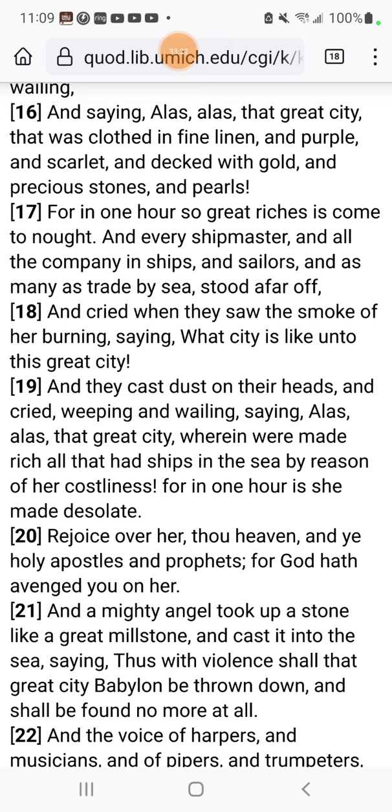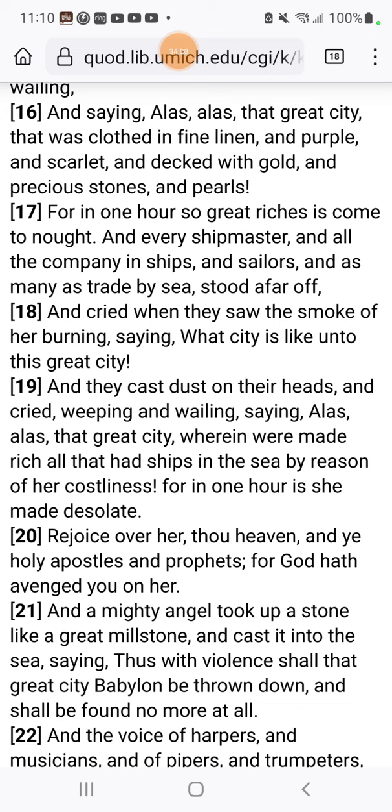For in one hour she is made desolate. There's that word again, desolate. Right? We read about the hindermost being desolate, a wilderness, a dry land. Okay? Barren. They're going to understand that when the Lord starts letting these nations shoot those missiles, those arrows, it's going to be virtually impossible for anybody to survive over here. But check it.